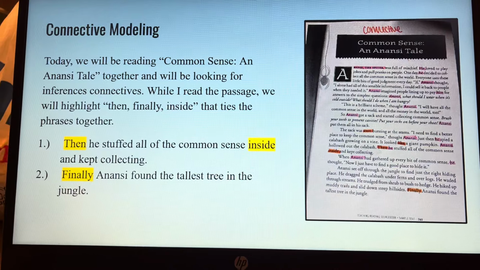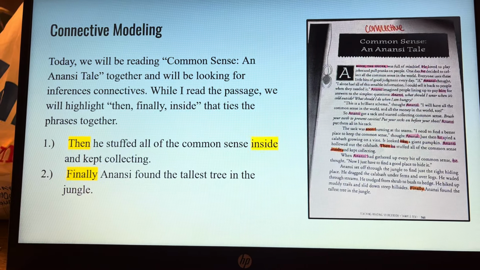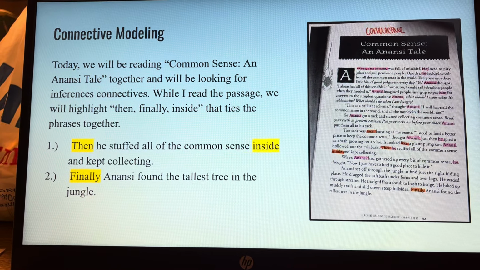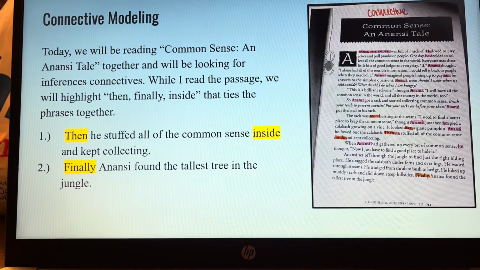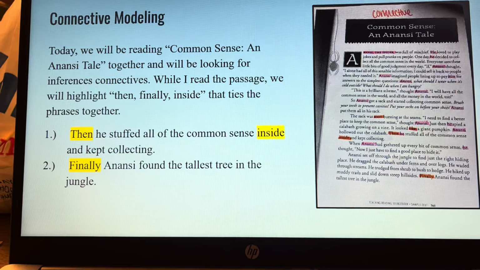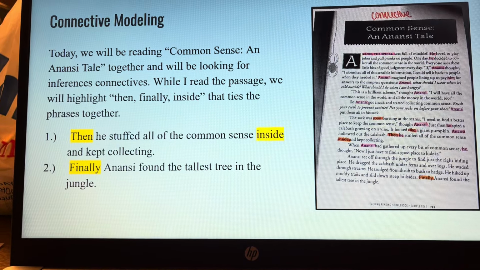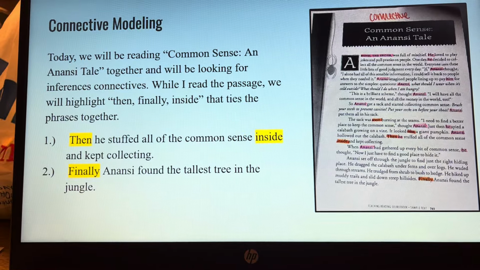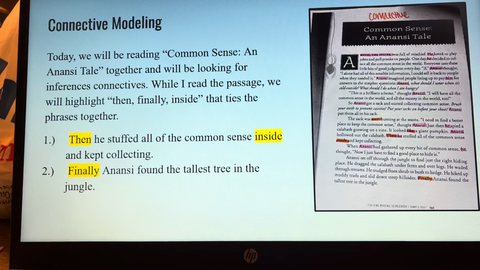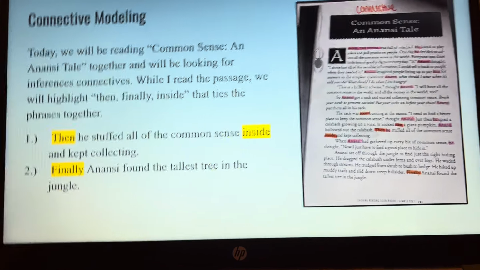For connective modeling, today we'll be reading Common Sense together, and we will be looking for inferences, connectives. While I read the passage, we will highlight then, finally, inside, and those are what tied the phrases together. Then he stuffed all the common sense inside and kept collecting.